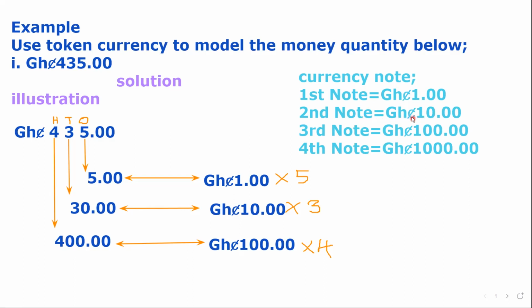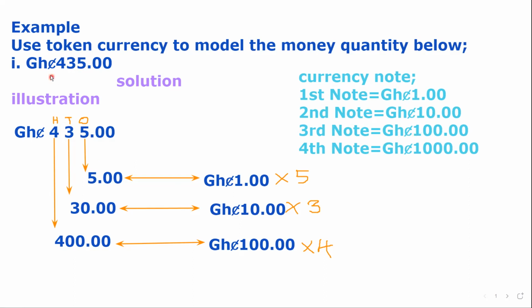The 10 Ghana cedis. So these are the materials, the currency notes, that we use to model this amount given here. And then assuming the last two digits here end with 2 zeros, then we would have started with the 100 Ghana cedi, which would be our minimum currency note, not 10 Ghana cedi or 1 Ghana cedi, but rather 100 Ghana cedi.